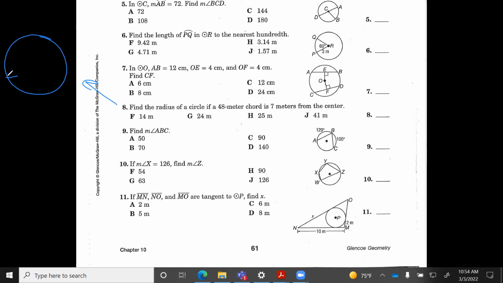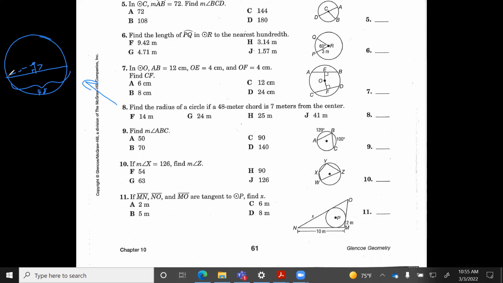So I have a chord that's not going to the center. That I'm going to say is a total of 48 meters. Draw my center point. It said it is 7 meters away from the center. So right now I have that as my drawing. So the chord is 7 meters away from the center. That chord is 48. They want a radius. Well, where can I draw a radius in here that I can actually solve for?